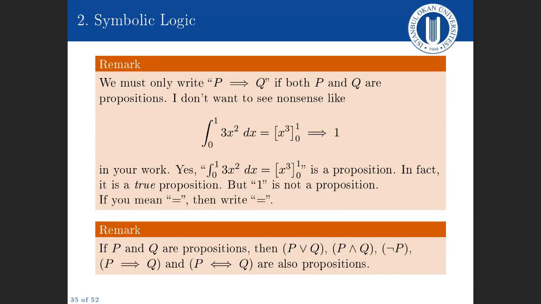The left part is a proposition. The part I'm underlining now is a proposition. In fact, it's a true proposition. But as I said earlier, 1 is not a proposition. So therefore, this line is nonsense. If we replace this implies symbol with an equal sign, then it becomes correct. If you mean equals, then write equals.